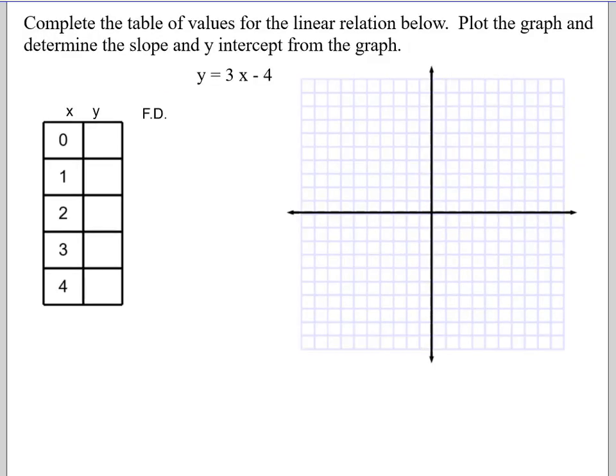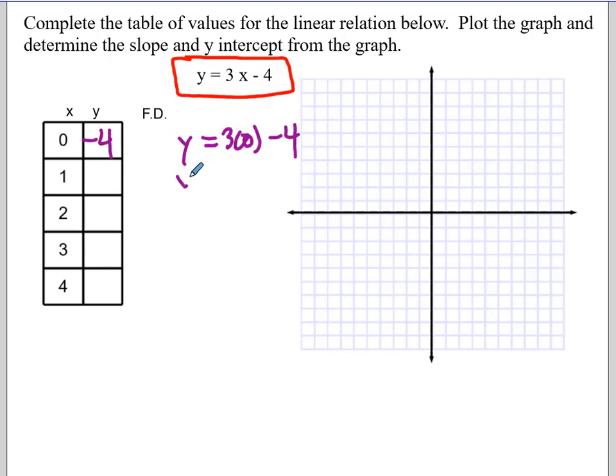Okay, so complete the table of values for the linear relationship below, then we'll plot the graph, and we'll determine the slope and y-intercept. So this should be review. So here is our equation. So if I substitute in values, so if I put x equals 0 into that, y is going to be 3 times 0 minus 4, which should be negative 4. Go to the next one, y equals 3 times 1 minus 4, which is negative 1. And then normally if you do 3 points, you should have a bit of an idea of what the pattern is.